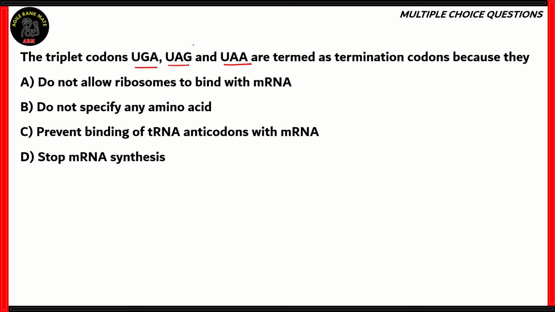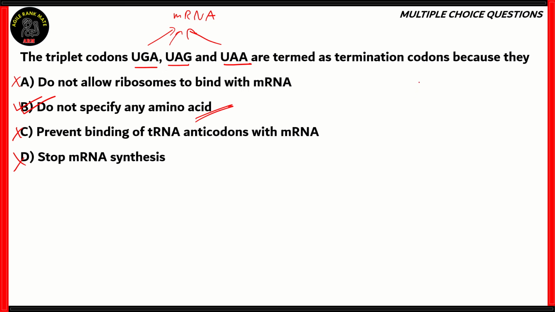The three codons given here, UGA, UAG, and UAA, are all part of the mRNA sequence of humans. So basically, since these are part of the mRNA, they do not have anything to do with the binding for mRNA or the stopping of mRNA synthesis. So therefore, options A, C, and D are incorrect. The right answer is option B. They do not specify any amino acid.